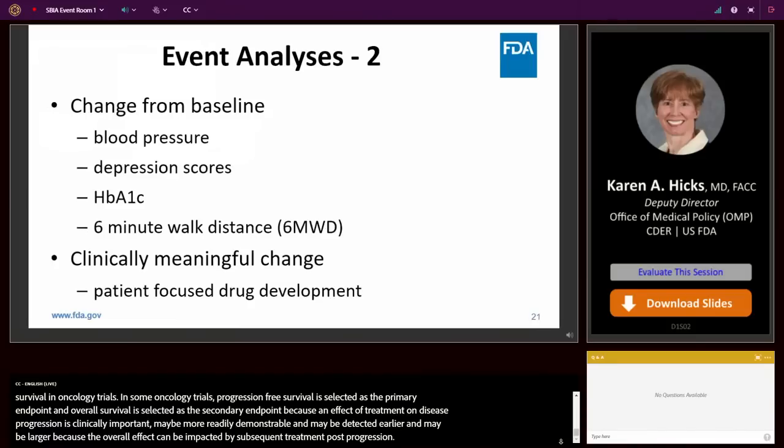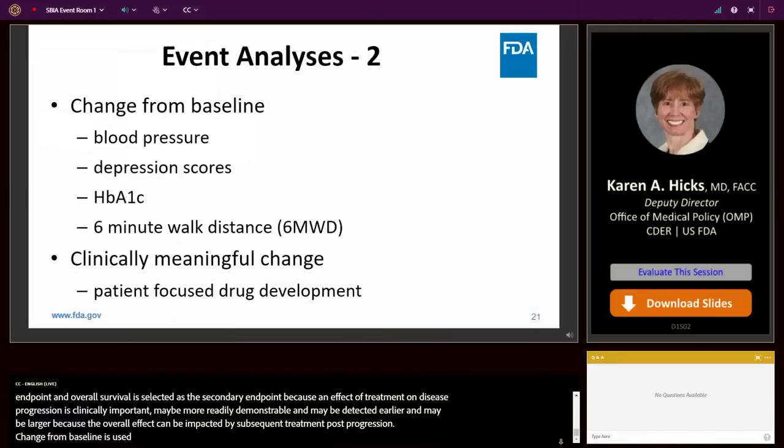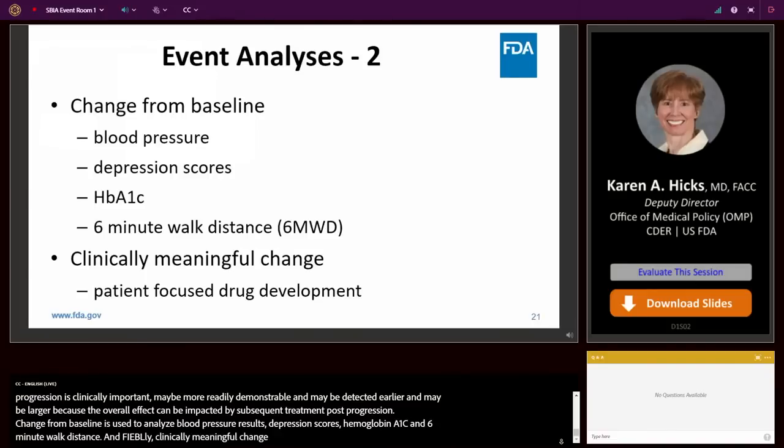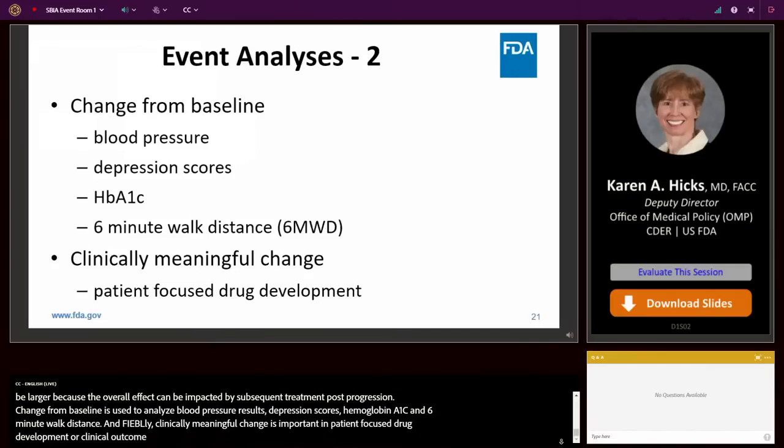Change from baseline is used to analyze blood pressure results, depression scores, hemoglobin A1C, and 6-minute walk distance. And finally, clinically meaningful change is important in patient-focused drug development, or clinical outcome assessment, such as patient-reported outcome measures.